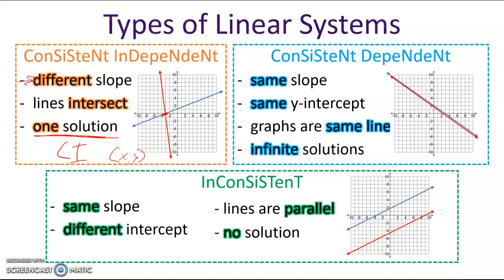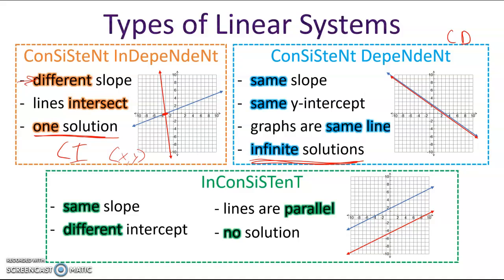Okay. So then we have consistent dependent, which we classify as CD. These have the same slope and same y-intercept. Literally, they are the same lines. These are the infinite solution systems of equations. If we see a system of equations that graphs the same line and has infinite solutions, we classify it as a consistent dependent system.